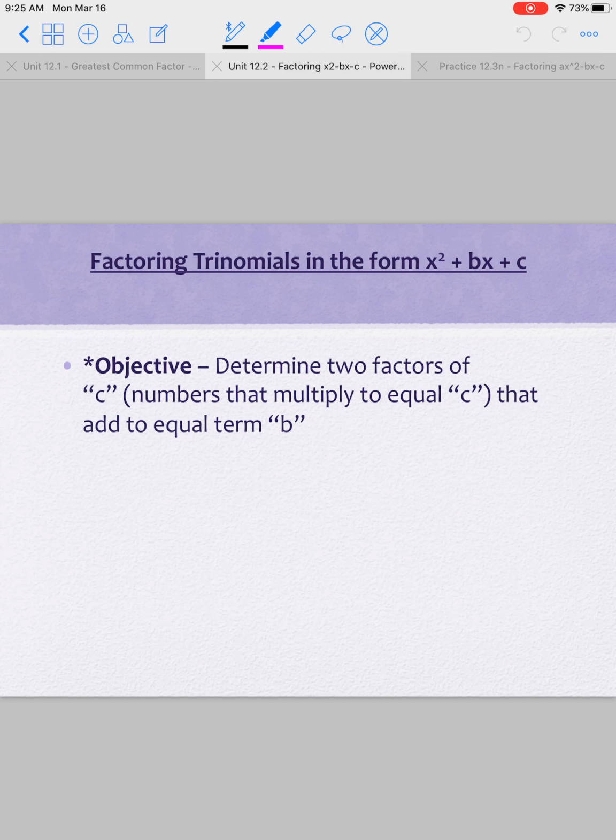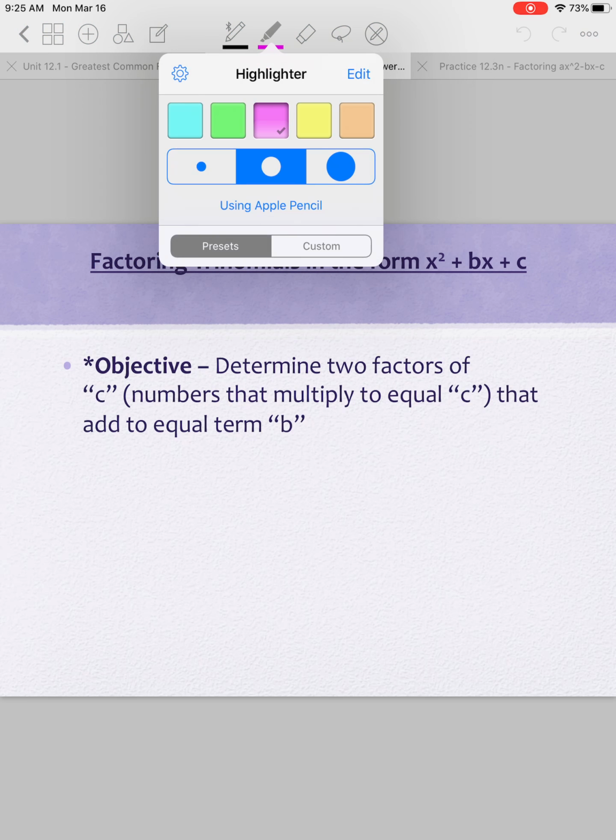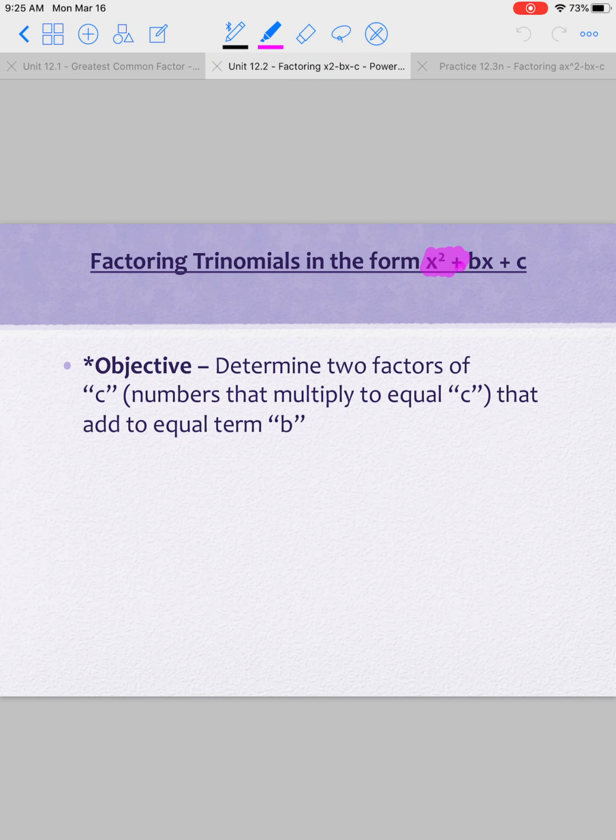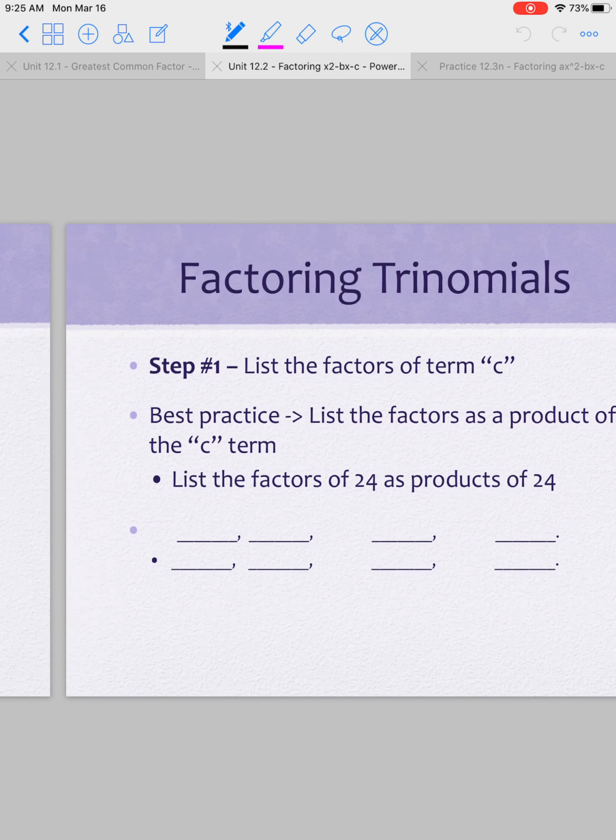The objective, when factoring, is to determine two factors of C that add to equal the term B. So if you look up here at the top in the title, you have x squared plus bx plus c. We are looking for the factors of this number that add up to this number. And you'll understand more of that shortly. But that's the sole objective. You're looking for the factors of c that add up to b.